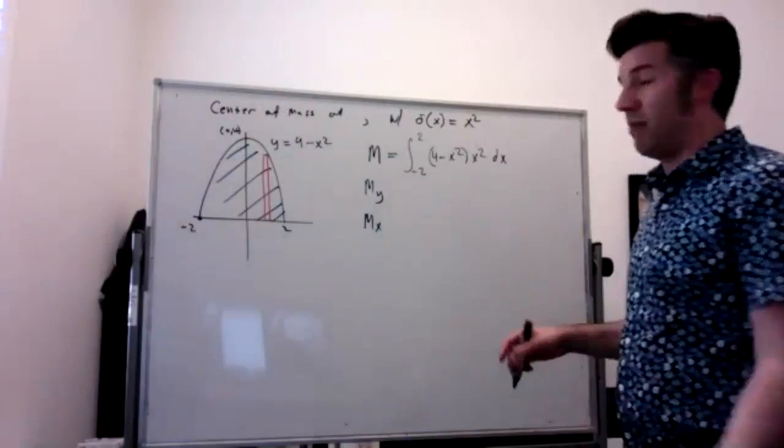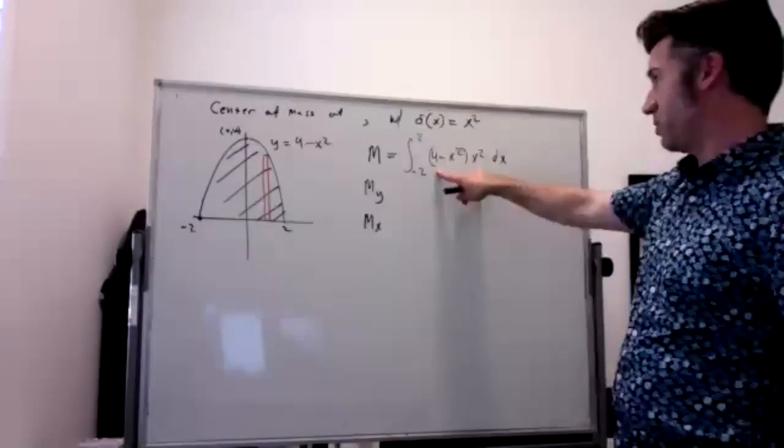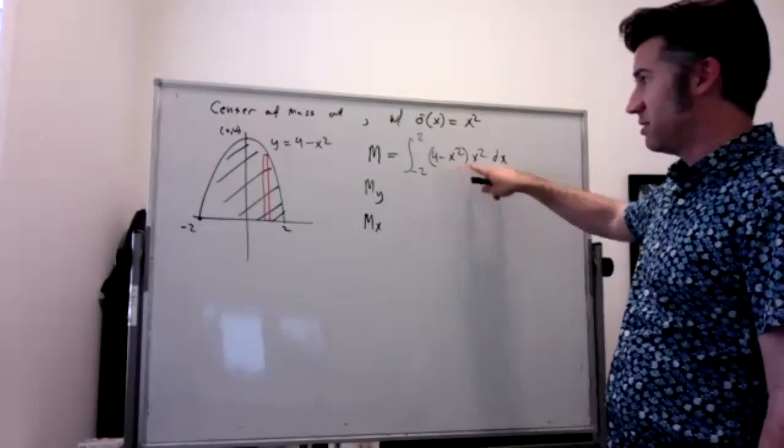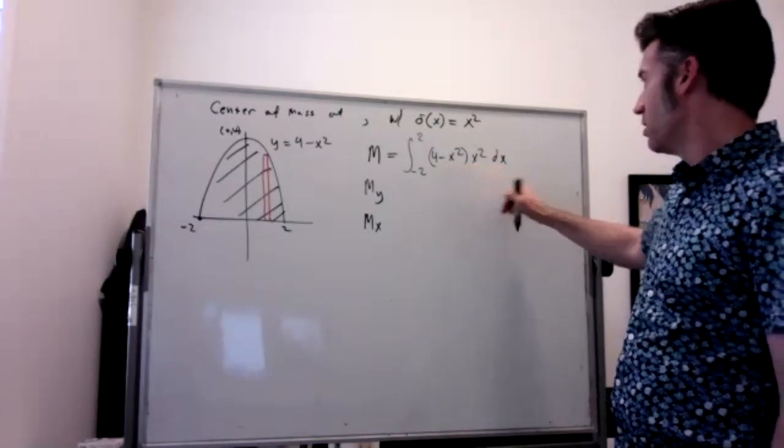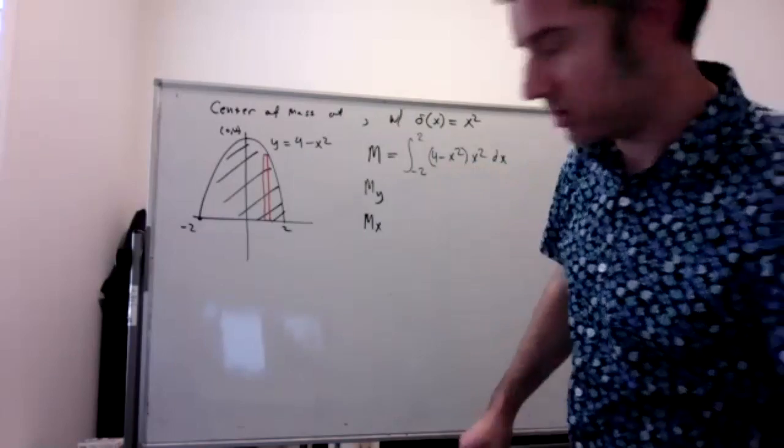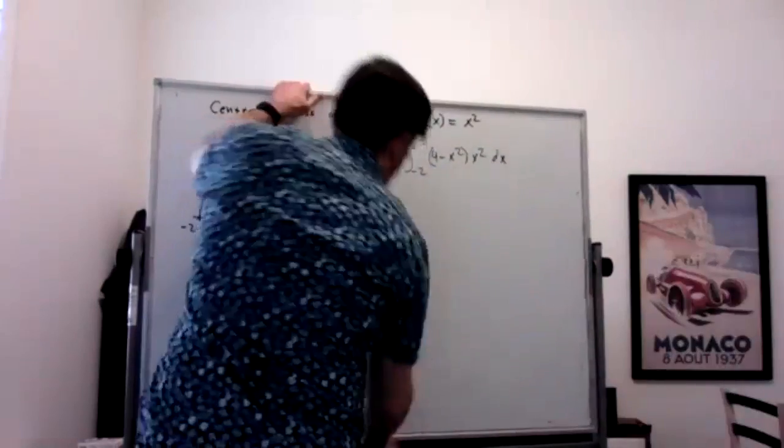Well, really, I should say it's the mass of my strip, right? It's the area of my strip, which is 4 minus x squared times dx times the density, which is x squared. So this is probably going to be a little bit grosser than I intended it to be, but let's go ahead and do it.